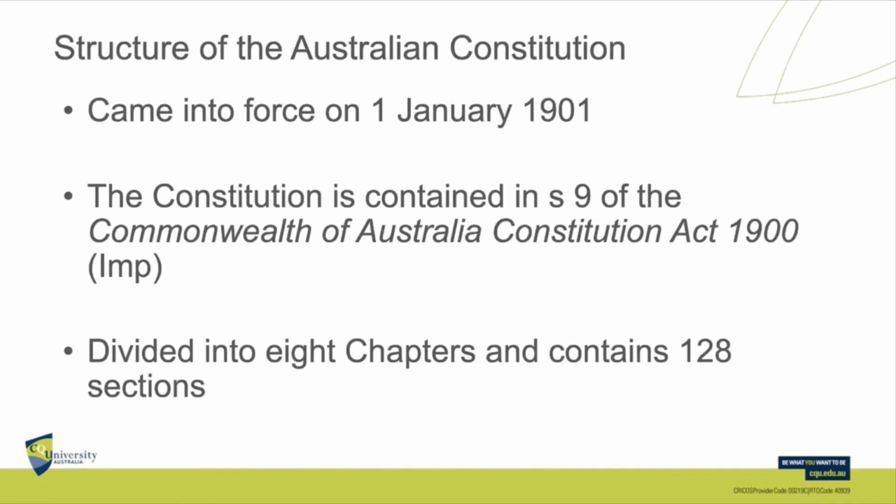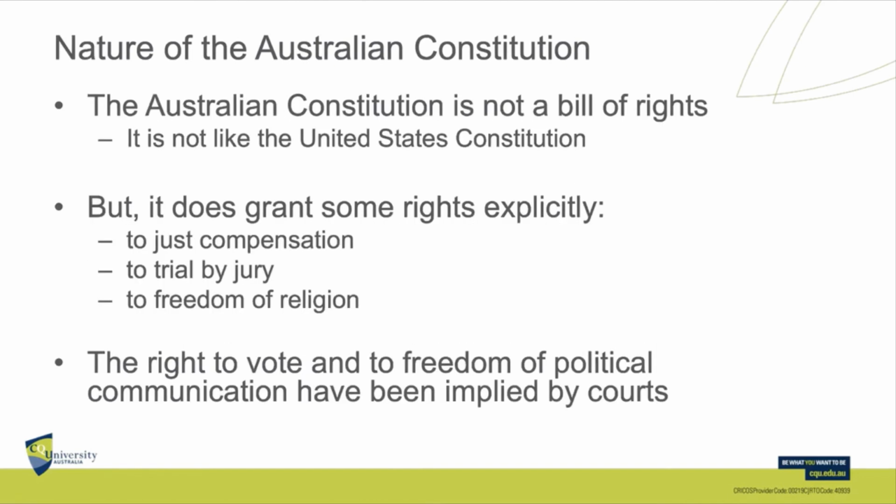So, a bit of background. The Australian Constitution came into force in 1901 through an act of the British Parliament, the Commonwealth of Australia Constitution Act 1900. And it is a substantial document. It comprises 8 chapters and 128 sections. The Australian Constitution established an umbrella government over the states of Australia.